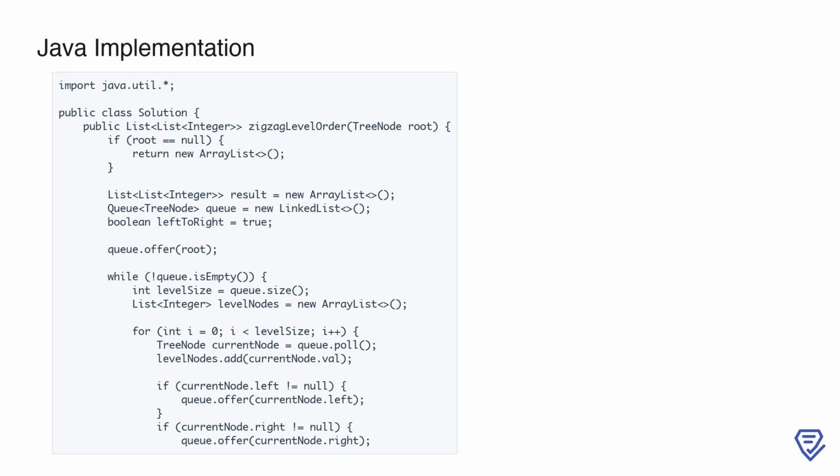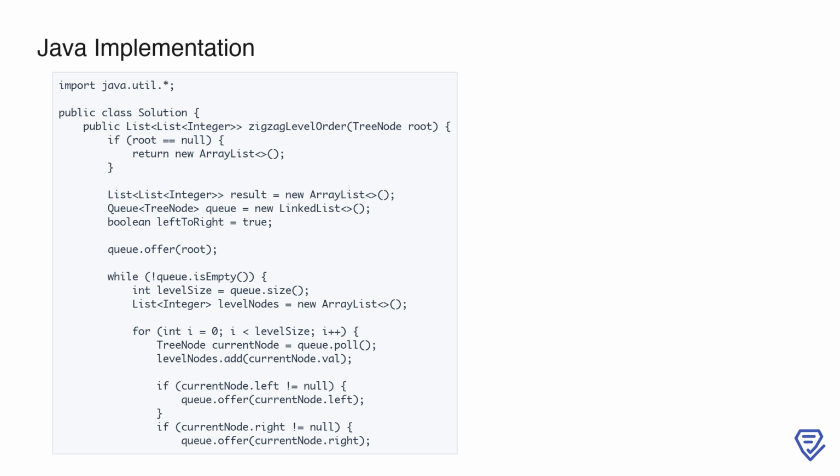Here, we start by importing the necessary packages and defining our Solution class. The main function we implement is zigzag level order, which takes the root of a binary tree as input and returns a list of lists, where each inner list contains the nodes at a specific level in the desired zigzag order.